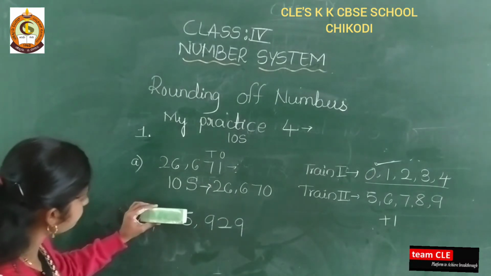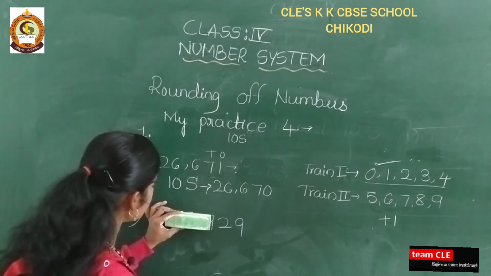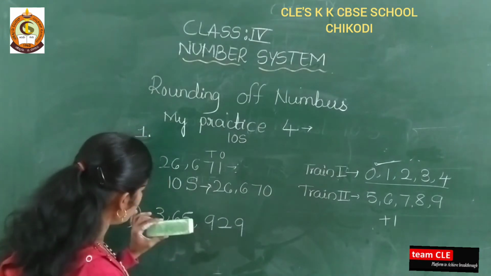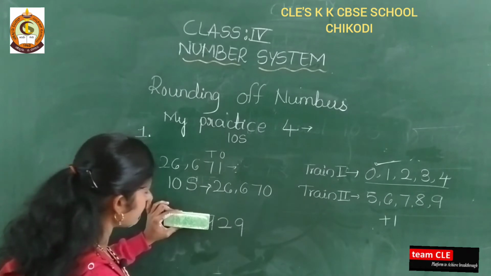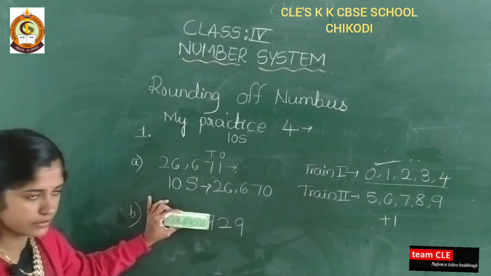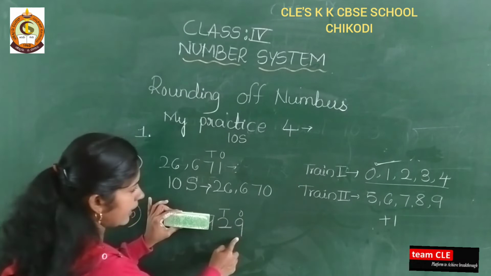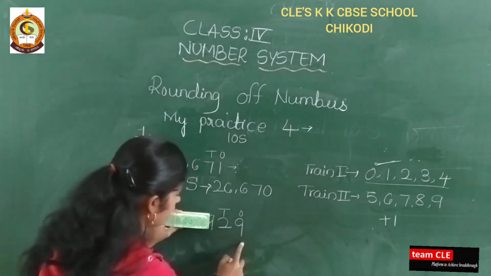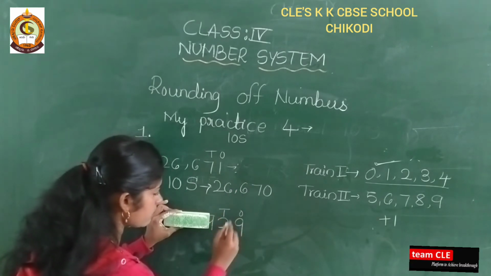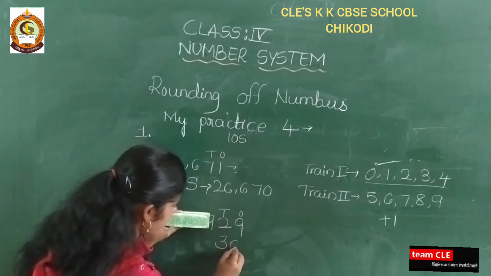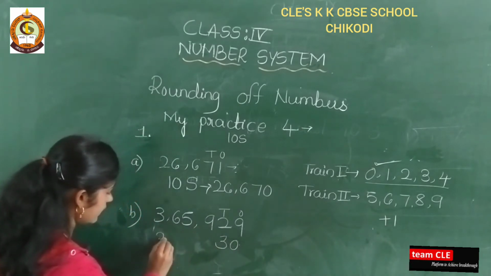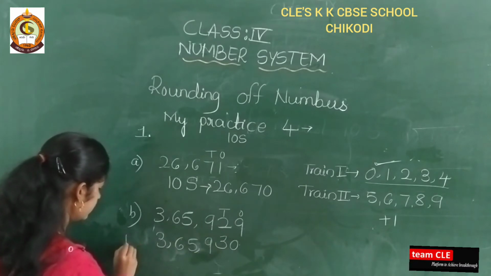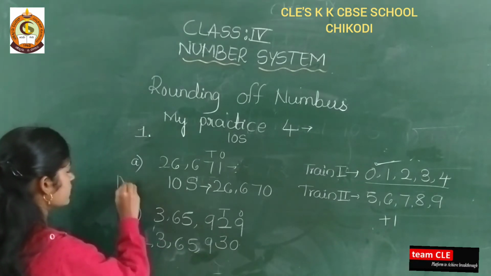Okay. Then here, take one more example. 3,65,929 is there. So here I will hide all the numbers. You just take 29, so ones and tens. 9 is there. 9 will come in tray number 2. So you need to add 1 here. So 2 plus 1 is 3 and this digit becomes 0. And the remaining digits as they are, you write 3,65,930. So this is nearest 10.